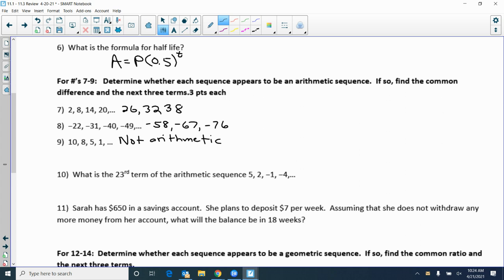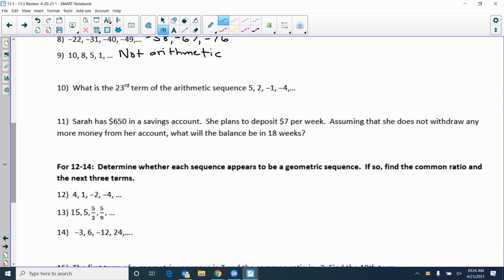Now 10, this is where we got to use the formula. What is the 23rd term? And this is where we use a sub n equals a sub 1 plus n minus 1 times d. Only for arithmetic. N is 23. Colin, what is this increasing or decreasing by? It is decreasing by 3. Okay, so that means your d has to be negative 3. Since it's decreasing, make sure it's negative.